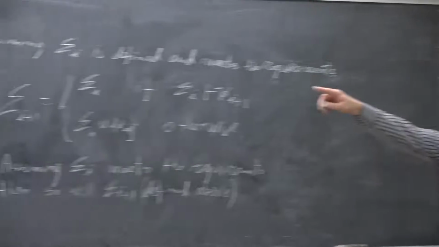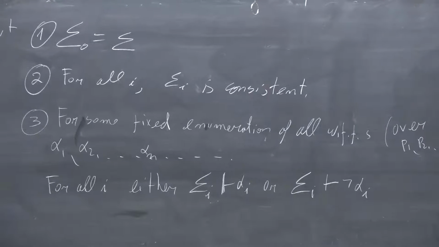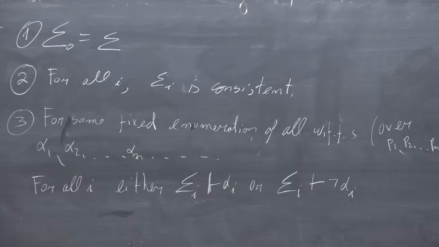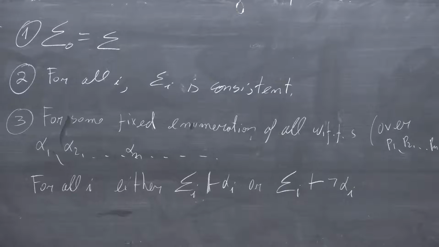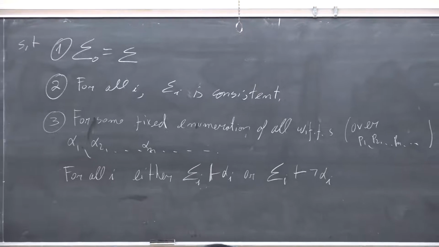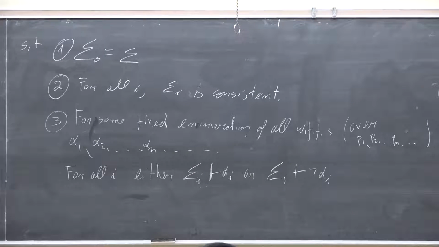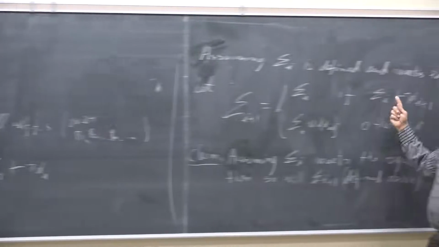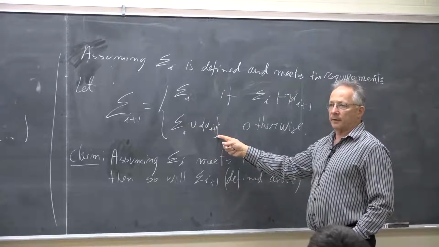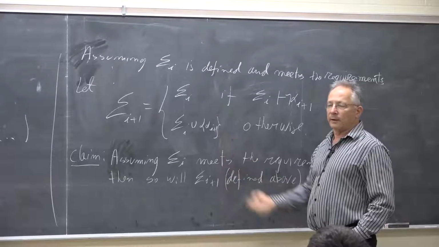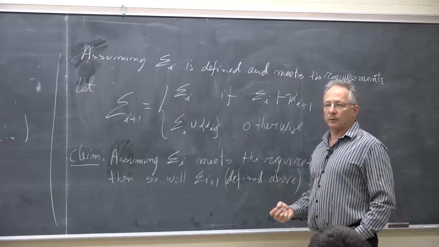So requirement 1 is irrelevant. We only care about it at the first step. Requirement 2 is the crucial one. Requirement 3 is obvious, because sigma I plus 1, when we get to alpha I plus 1, either we already had it, we already proved its negation, or we add it and now we can prove alpha I plus 1. So the only thing we have to worry about is consistency.